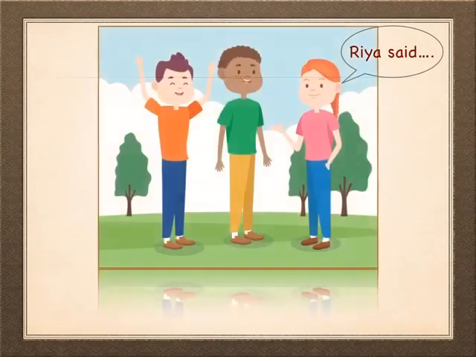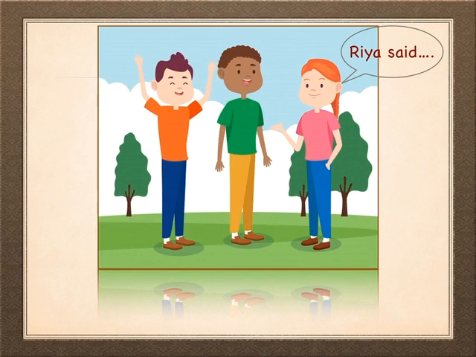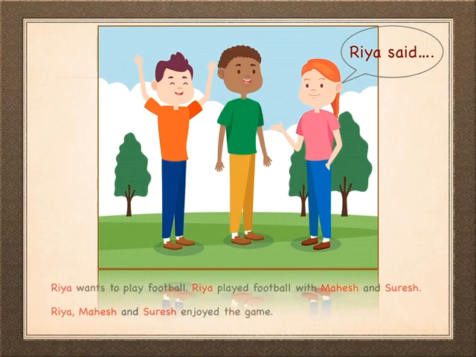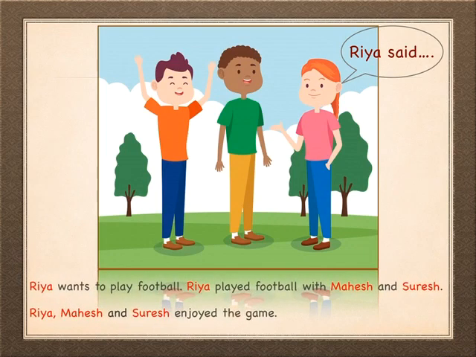So, now let's see what this girl, whose name is Ria, is talking with her friends. Ria wants to play football. Ria played football with Mahesh and Suresh. Ria, Mahesh, and Suresh enjoyed the game. So, students, can you find out the noun in the first sentence?